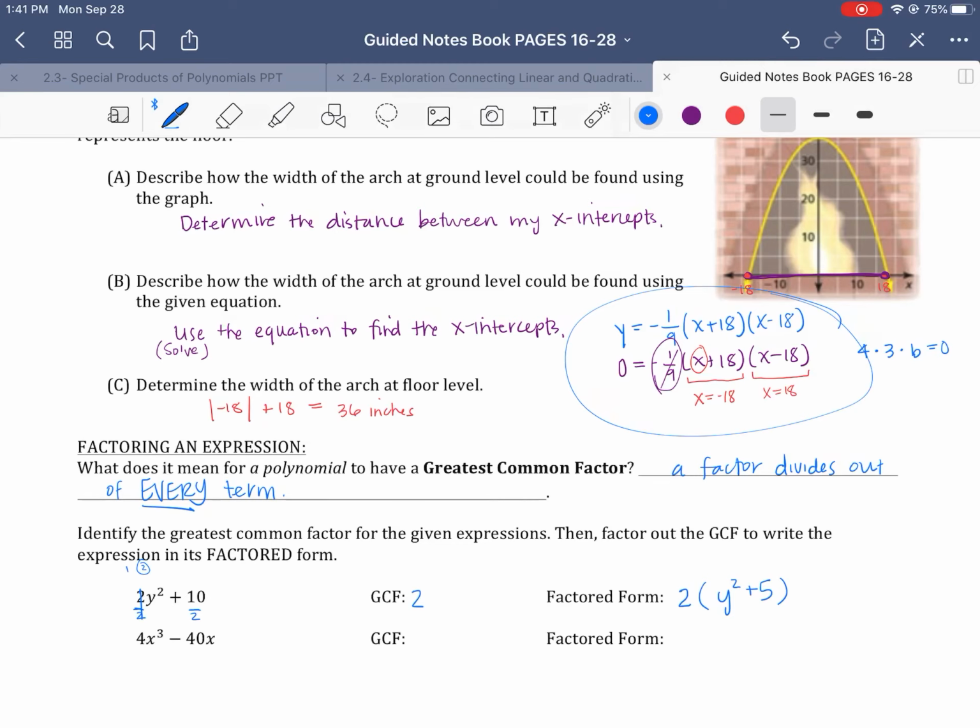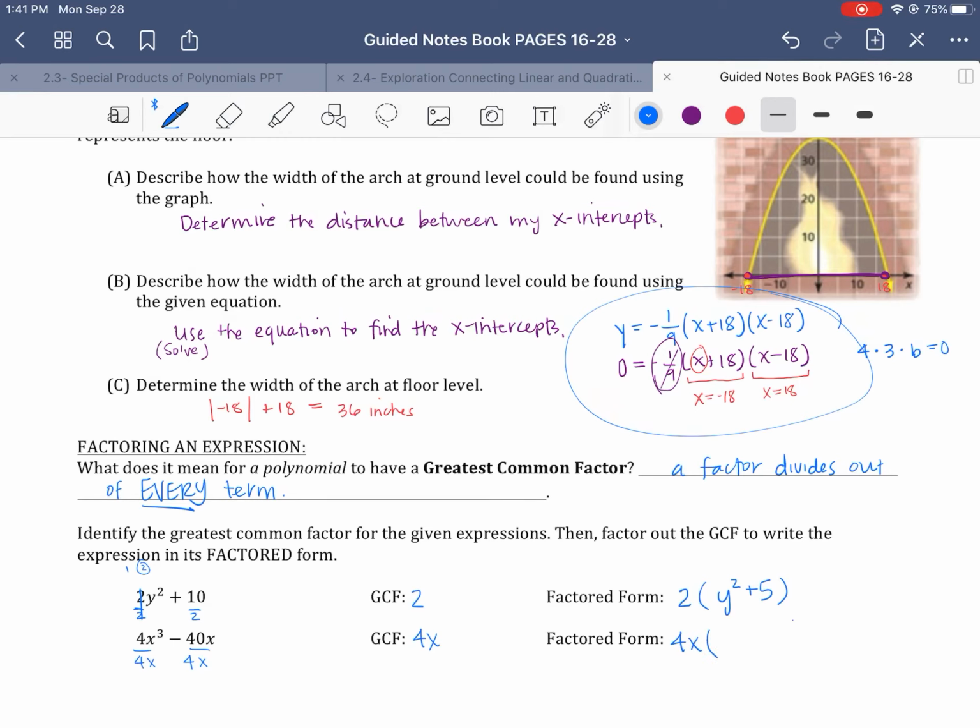On the next one, we have 4x cubed minus 40x. Again, their common factor would be a 4, definitely. But notice they also have an x in common. So this one has an x to give, and this one has an x to give. And we can only do one x because that second term only has one x variable. Okay, so 4x is our greatest common factor.